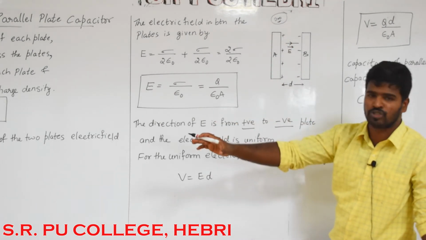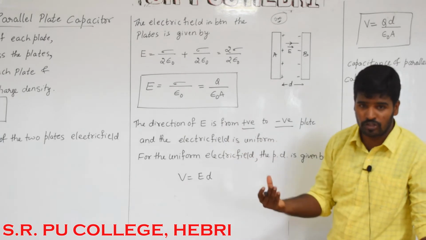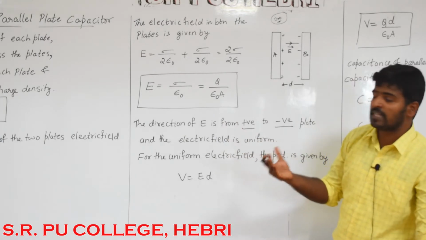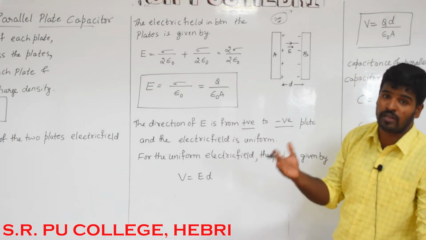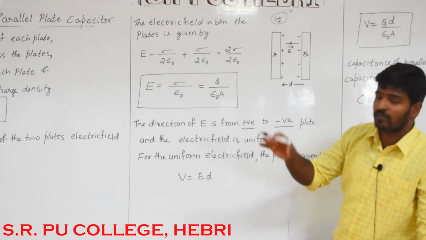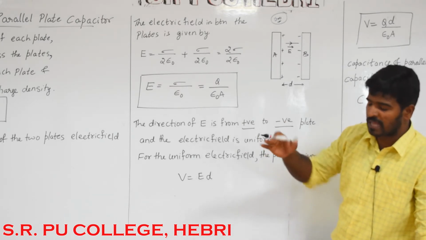But the basic assumption, or how we take it, is that the number of electric field lines entering the plates is equal to the number of electric field lines leaving the plates.